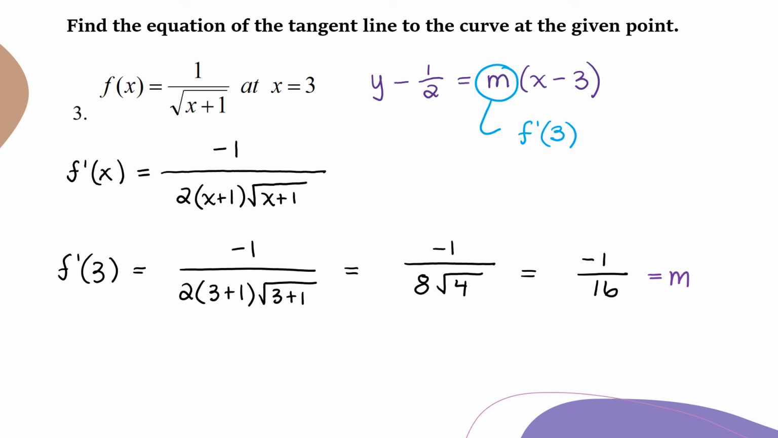So overall, the equation of the tangent line to f of x equals 1 over the square root of x plus 1 at x equals 3 will be y minus 1/2 equals m, which is that negative 1/16 times x minus 3.